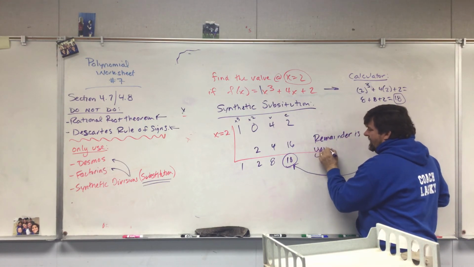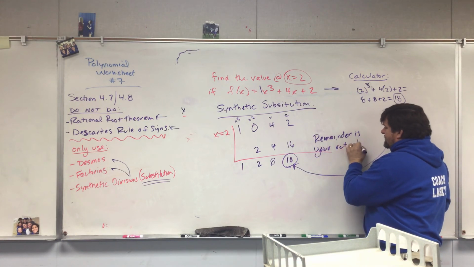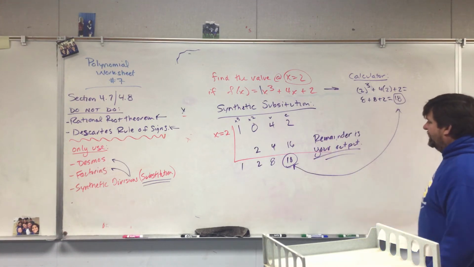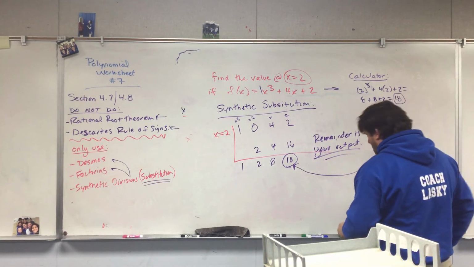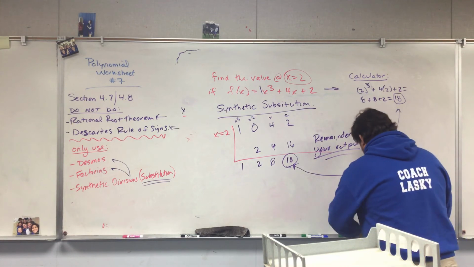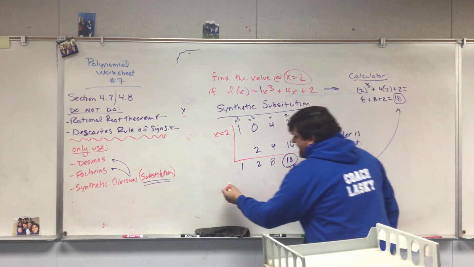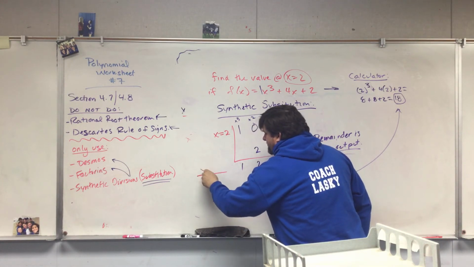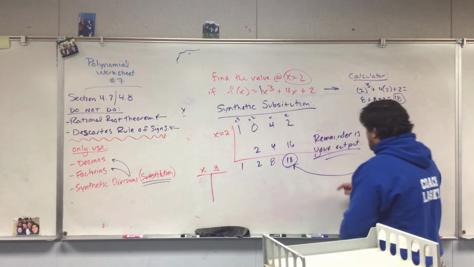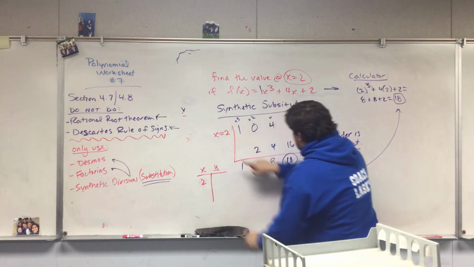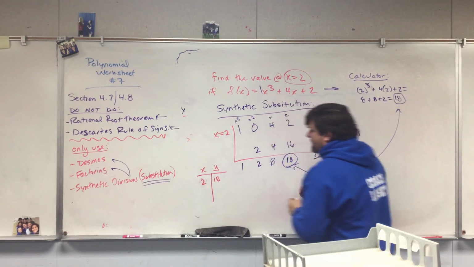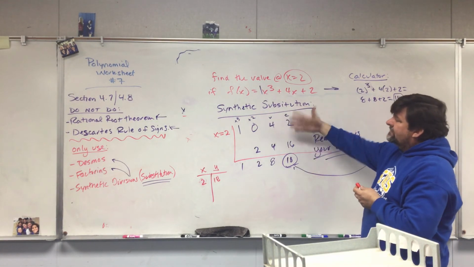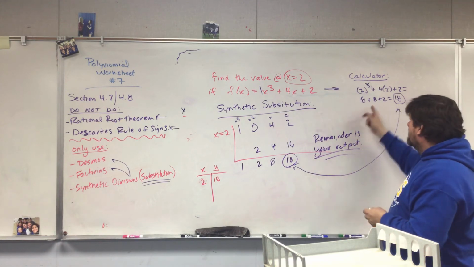So, when you finish these, your remainder is your output. Okay? So when you plug in an x here, your remainder is your output. So there's one caveat to that. So if you look at it this way, if I plug in x and y, if I plug in x equals 2, my y is equal to 18, which is exactly what I got if I plugged it into the calculator. So synthetic substitution can help you move quickly without a calculator.